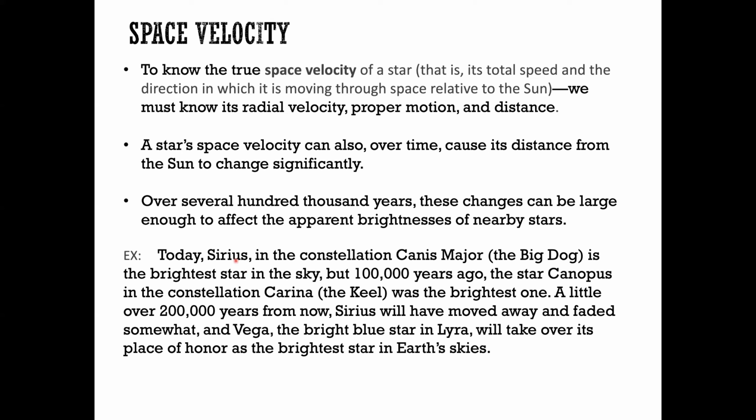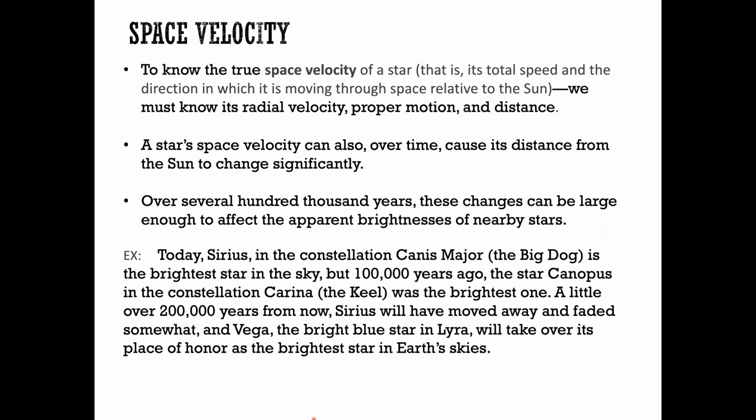As a result of that, today Sirius in the constellation Canis Major is the brightest star in the sky. If you go outside, Sirius is the brightest star. But because of these movements of the stars on the sky, 100,000 years ago there was a star called Canopus in the constellation Carina, which was the brightest one, right? So remember that Sirius will not be the brightest star on the sky forever, right? It is the brightest star now, but it was not the brightest star around 100,000 years ago.